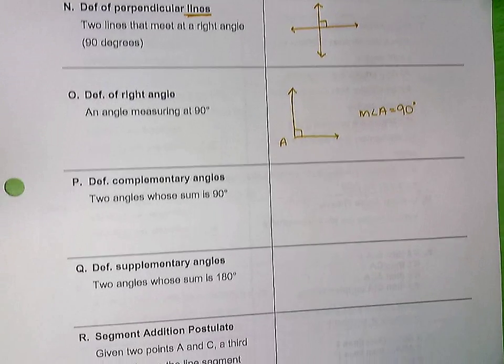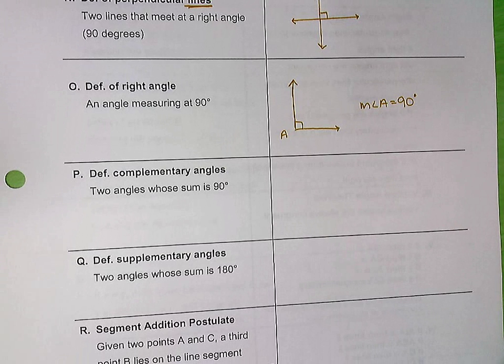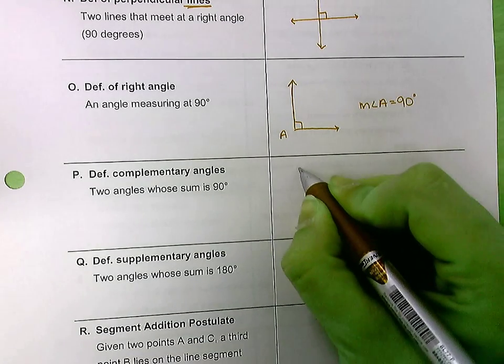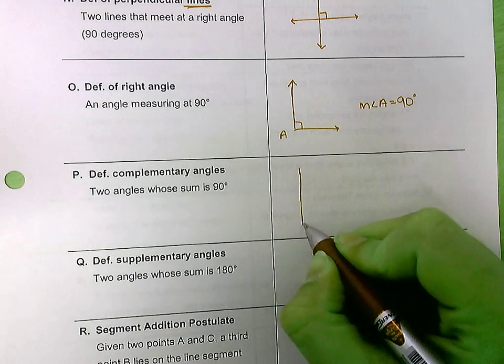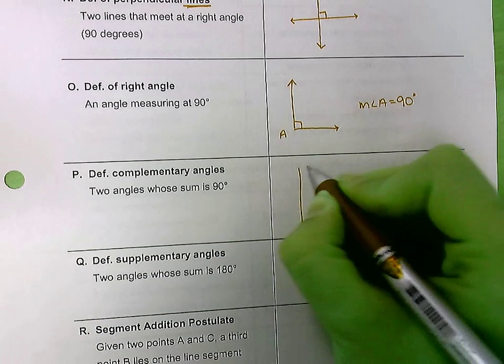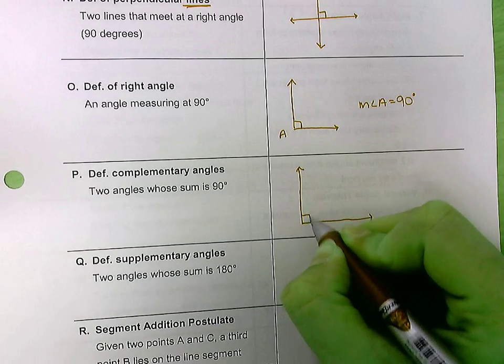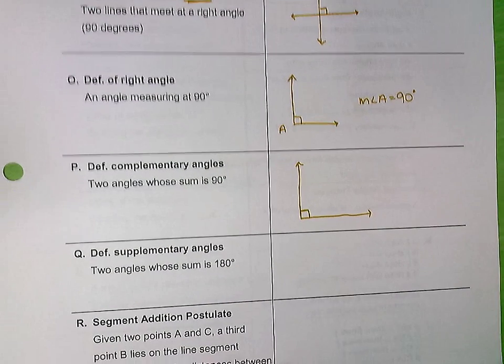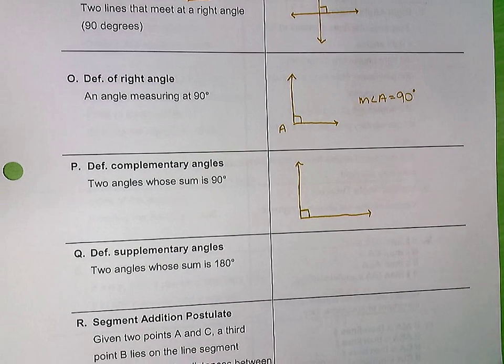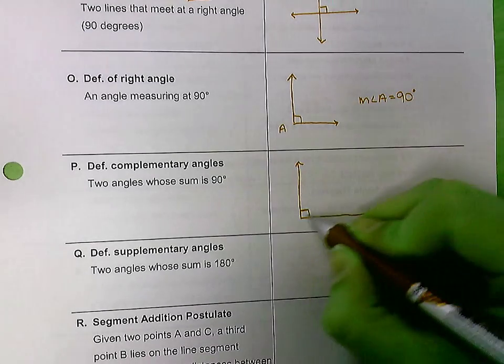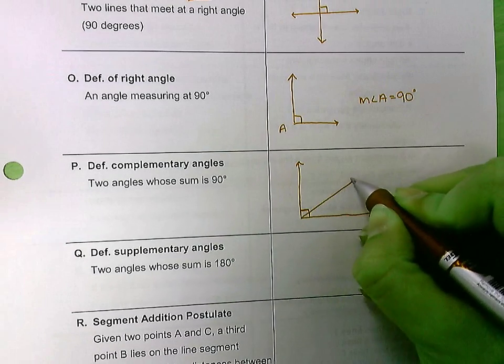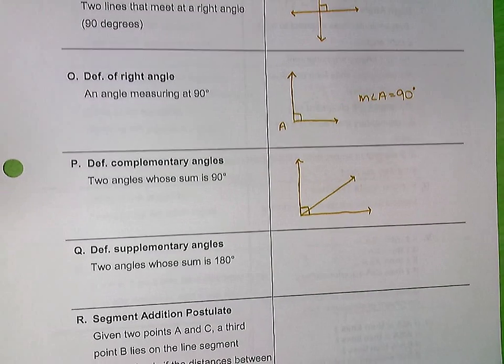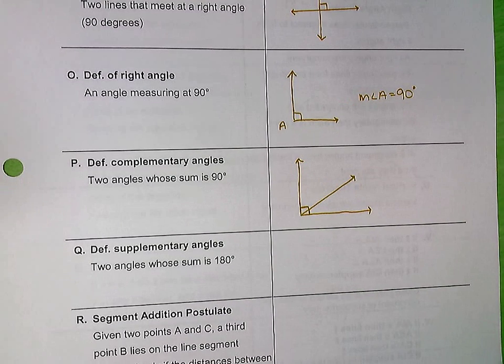Okay, definition of complementary angles. These are two angles that add to be 90. For this one, I'm going to draw in a 90-degree angle and put this box in the corner. For complementary angles, I know I have to have two that add to 90. So I'm going to draw a ray, splitting that angle into two different ones.